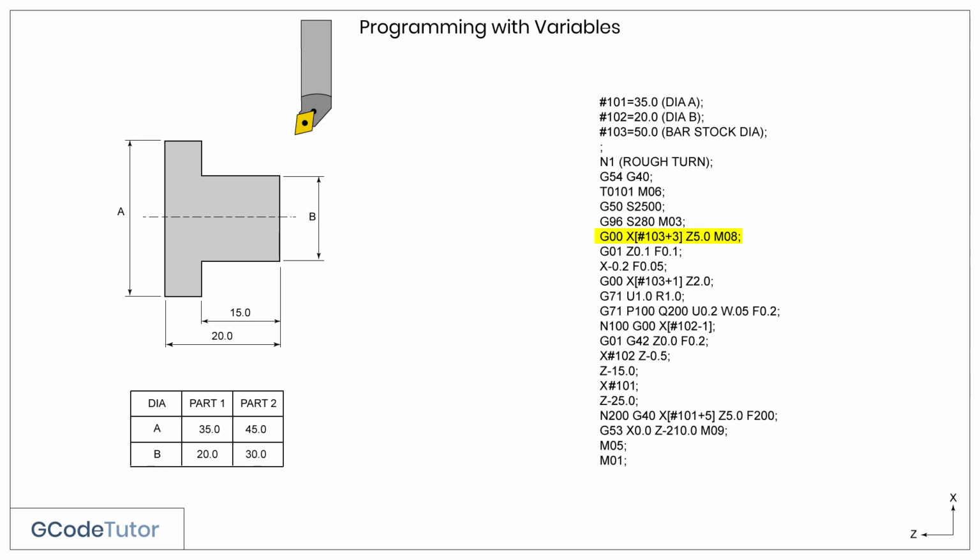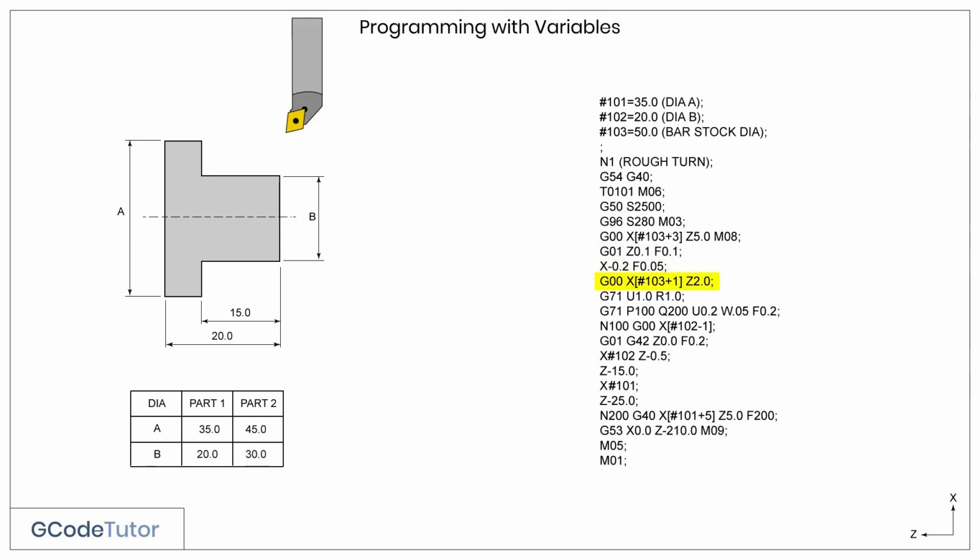I've done this in case the bar is not running true and we don't really wish to rapid our tool straight down to bar size. So this plus 3 millimeters now brings it down to X53 millimeters. I'm taking the front right-hand face of the component as Z0. So Z5 millimeters brings our tool 5 millimeters off the face of the component. And of course, M08 turns on our coolant. Using this block of code here, we're simply facing off the end of our stock bar.